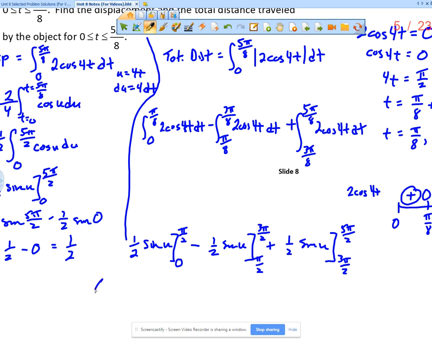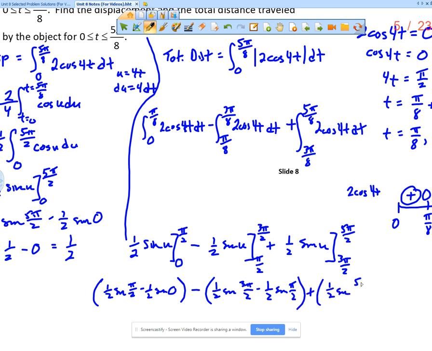So I've got the first one, 1/2 the sine of pi over 2 minus 1/2 the sine of 0. Minus 1/2 the sine of 3 pi over 2 minus 1/2 the sine of pi over 2. And then plus the last one, 1/2 the sine of 5 pi over 2 minus 1/2 the sine of 3 pi over 2. So now we just need to simplify.